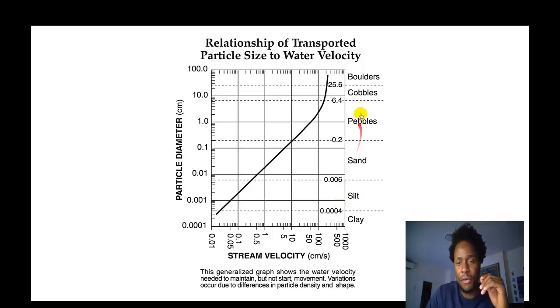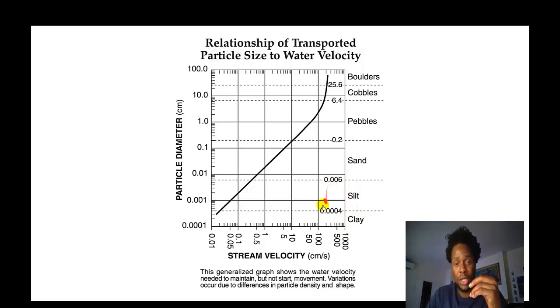So on the right hand side of this chart, this graph, at the bottom you'll see clay there, and then it gives you a range, the diameter range. All right, so over here you see particle diameter. By particle they mean sediment, the diameter of the sediment. So for clay, it's so very small that it is 0.0004 centimeter and below. So it has to be something smaller than that. Then a little bigger than clay is silt.